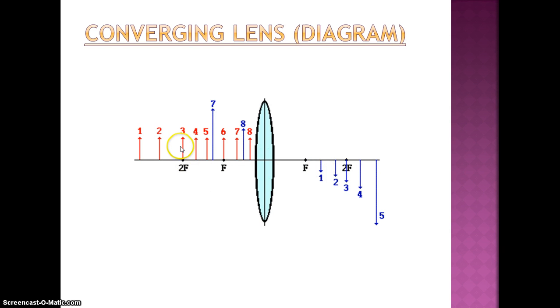On the third scenario, the object is placed directly on twice the focal length. Therefore, when the light rays shine through the object and go through the lens, the image is the exact same size as the object. It is also still real and inverted.